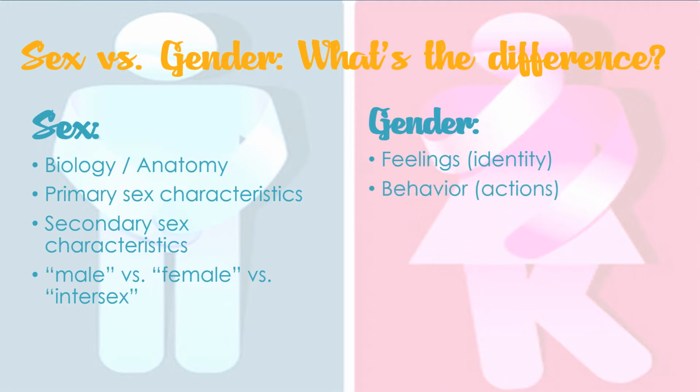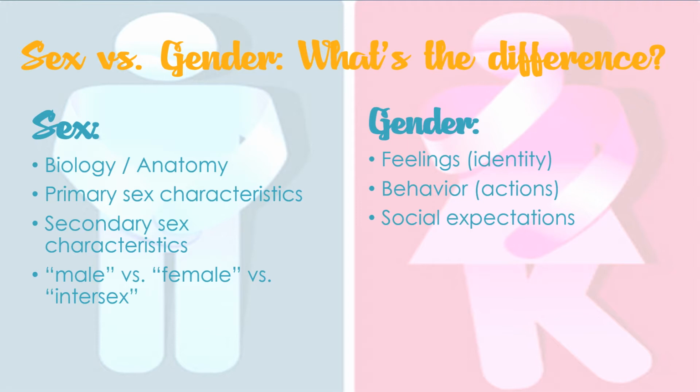Gender also refers to our behavior, so the actions that we take, whether it be the way we inflect our voices, or the way we carry ourselves, or the way we dress, or whether or not we wear makeup or not. And the other big aspect of gender is what society expects of you.